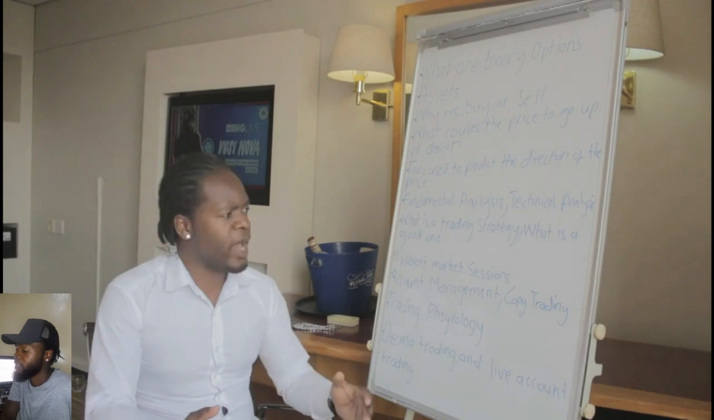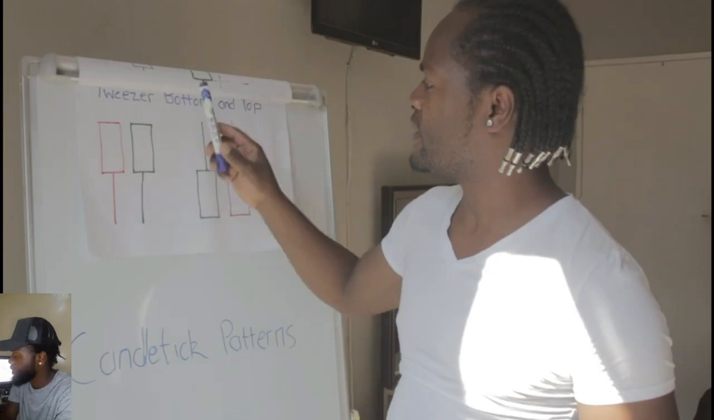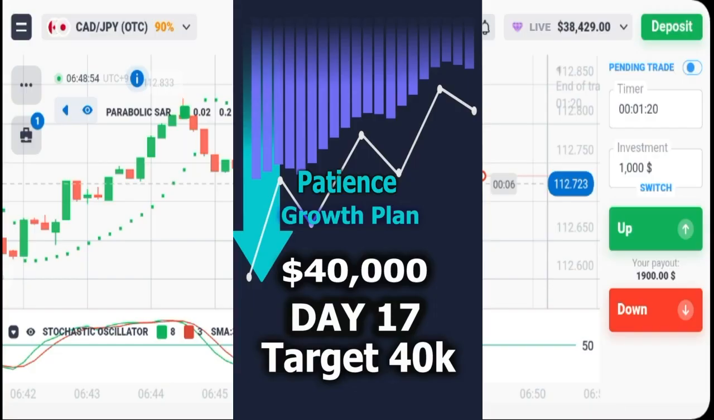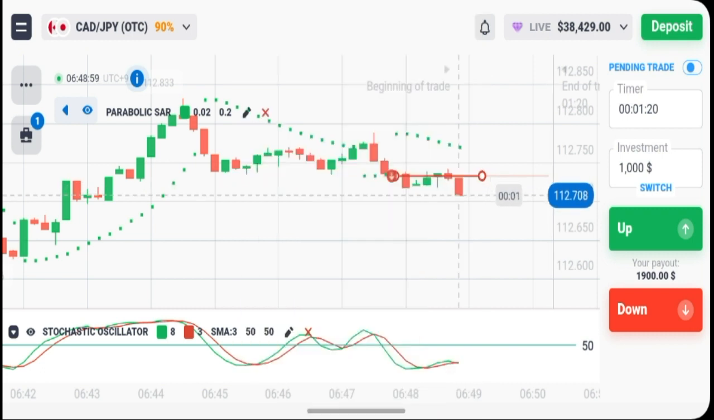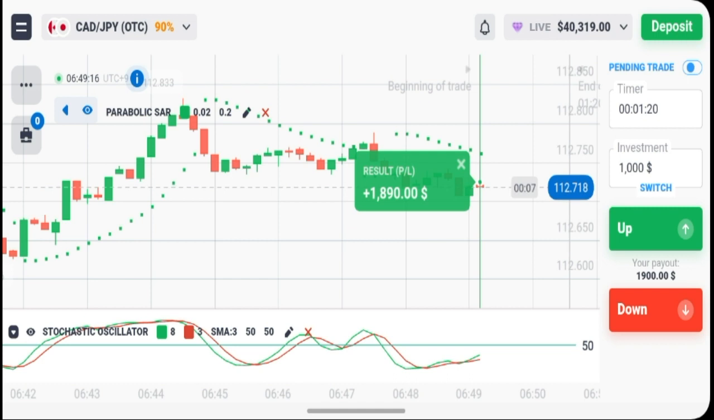That was day 15. So let's go to day 17. So we used the same strategy from 10K to this amount. Now we want to see if this trade wins, and this will be the trade that makes us reach 40K. All right, so let's see how it ends.